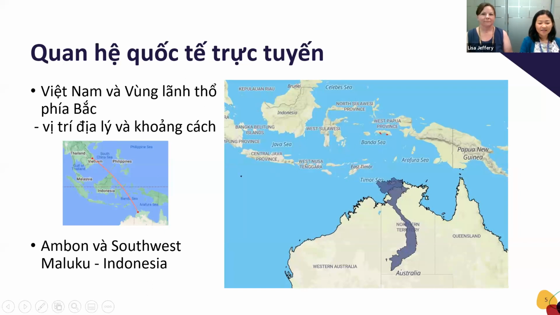Now, can you see the 2 red dots on the map? They are the two islands, Aru and Maluku Islands. These islands are located in southwest Maluku, north of Australia and Ambon. Now, I'd like to give a bit of information about Unpati, the University of Patimura.